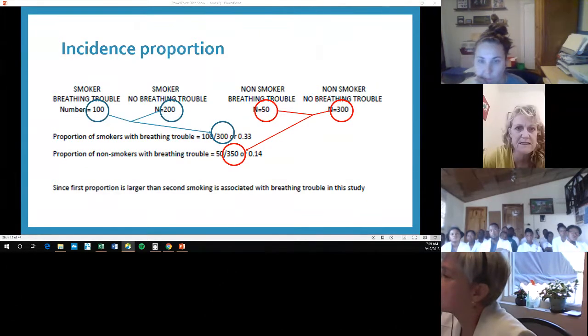And since this slide made a mistake between incidence and prevalence, let's define the difference between the two.